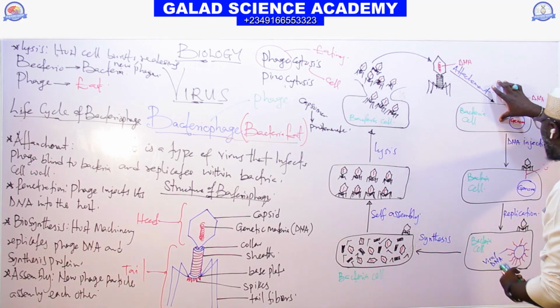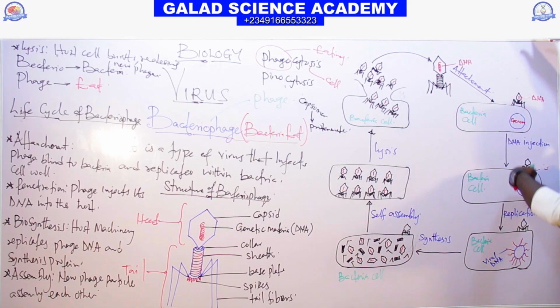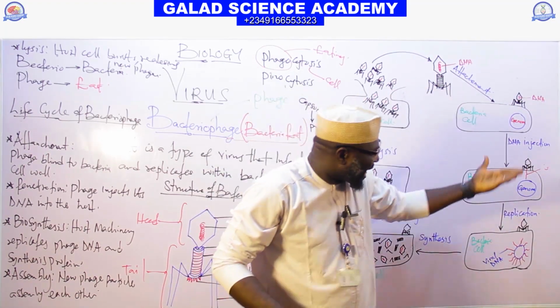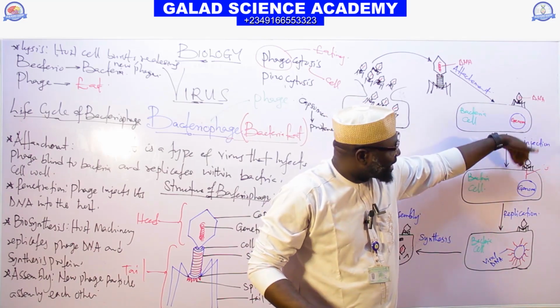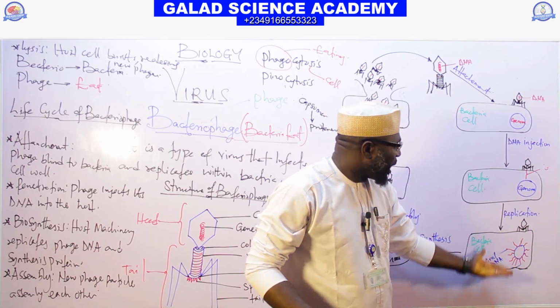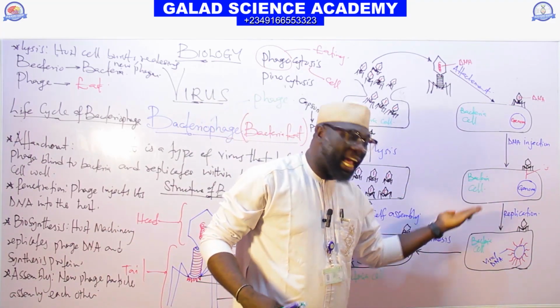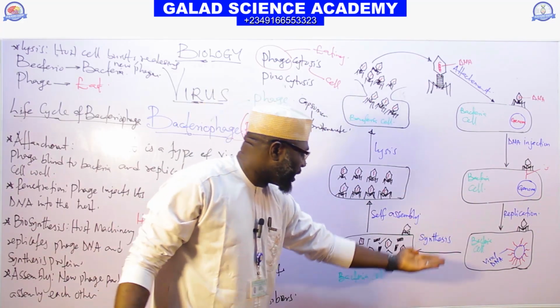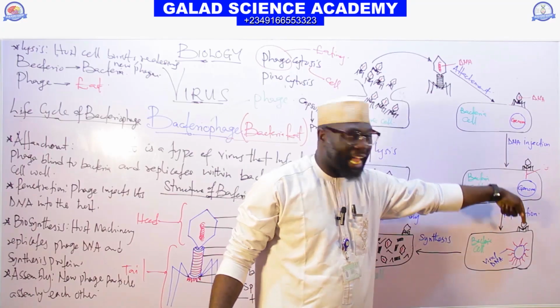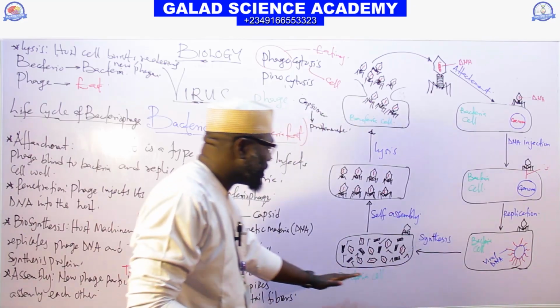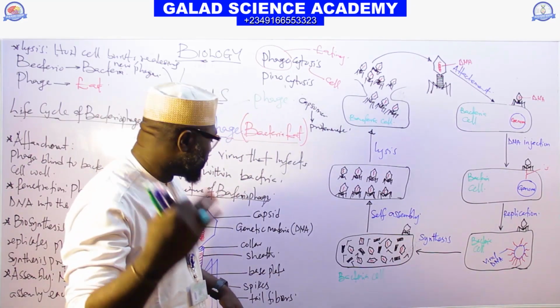After the attachment, we have the injection. It will inject its own DNA into the living cell. When the DNA gets into the living cell, it will hijack the machinery of the living cell and replicate itself in the genetic material of the living cell. When it replicates itself, biosynthesis also occurs and produces DNA and protein. The one DNA that was injected can produce thousands of viruses in the bacterial cell.